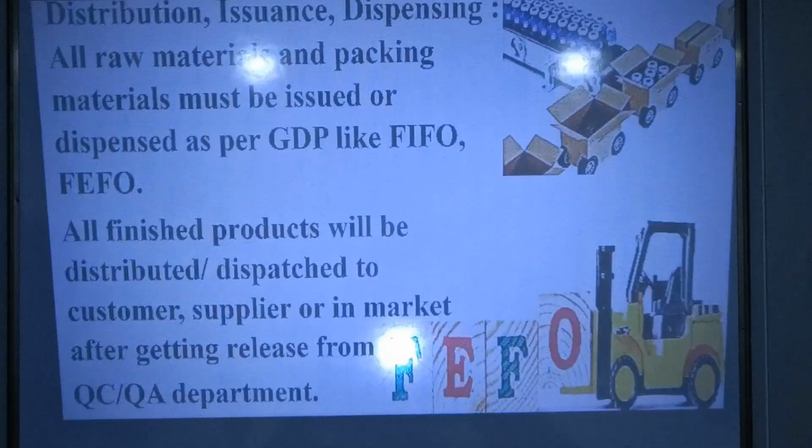Distribution, issuance and dispensing. All raw materials and packing materials must be issued or dispensed as per good distribution practice, GDP, such as first in, first out, FIFO, and first expiry, first out, FEFO. All finished products will be distributed or dispatched to customer, supplier or market after getting released from the authorized person, QC, QA, authorized person.